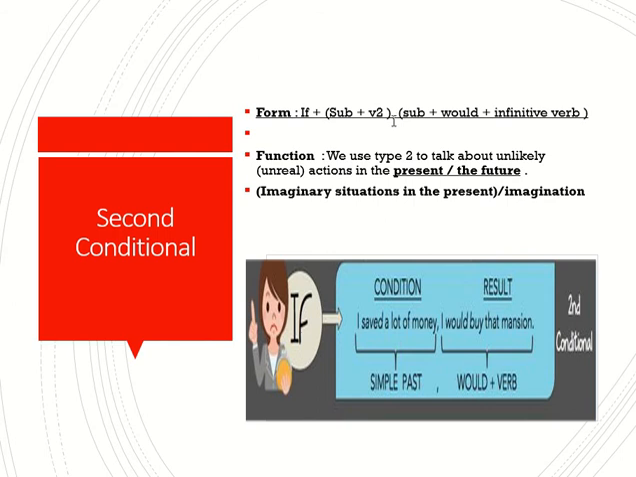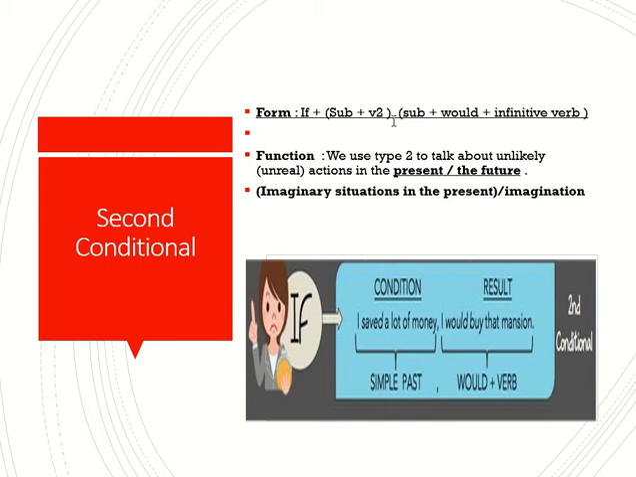The function: we use this type of conditional sentences or clauses to talk about unlikely or unreal actions. So here we talk about unlikely or unreal actions in the present or in the future. Here we imagine that something happened, but it didn't happen. So we just imagine. We have imagination here. So it is an imaginary situation in the present or in the future.